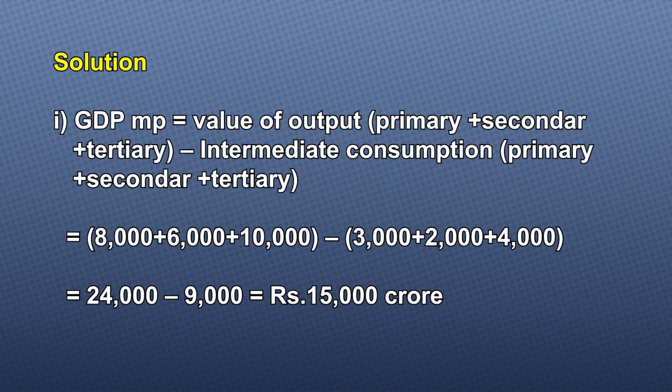GDP-MP is equal to the value of output of the primary sector, secondary sector and tertiary sector minus the intermediate consumption of all these three sectors. So, GDP-MP will be equal to 8,000 plus 6,000 plus 10,000 minus 3,000 plus 2,000 plus 4,000. So, total 24,000 minus intermediate consumption of all three sectors 9,000. So, GDP-MP will be 15,000 crore rupees.